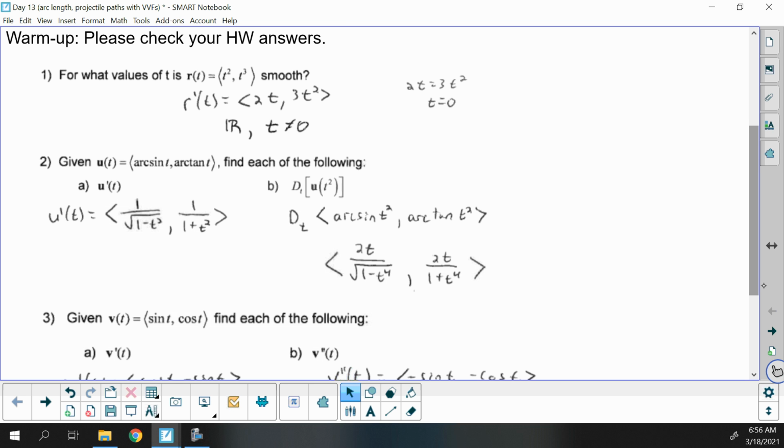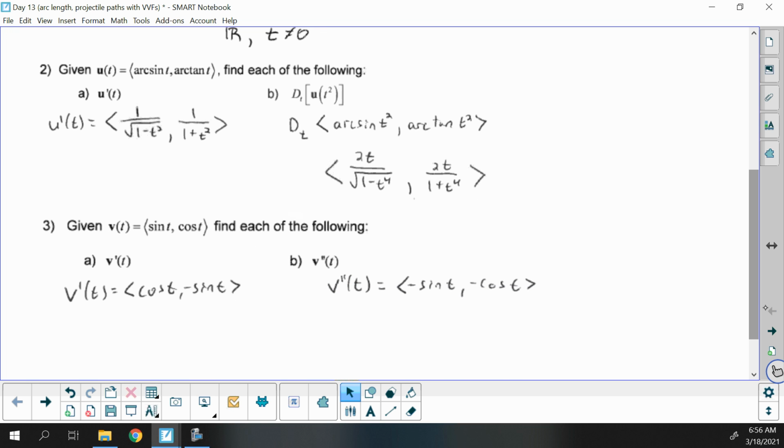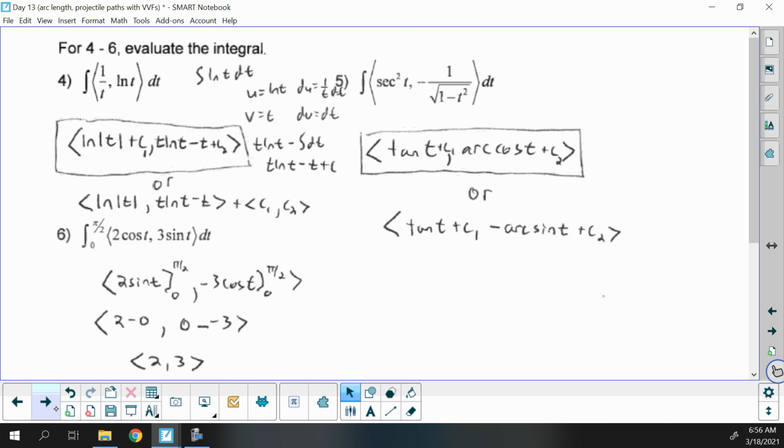In 2a, just take your derivative of each of the parts. In 2b, first we got to sub in t squared for t and then take the derivative. In 3, take your derivative of the parts, then your second derivative. In 4, take your antiderivative, and probably what I have boxed there is the most common way, or you could technically add a separate vector for the constants, but probably the boxed way is the most common one.